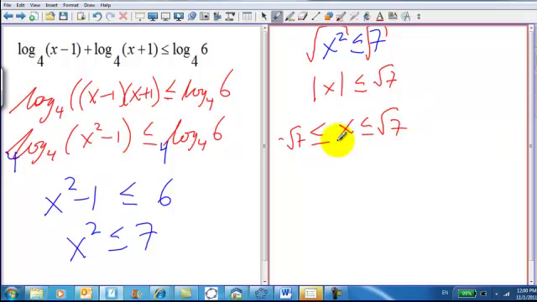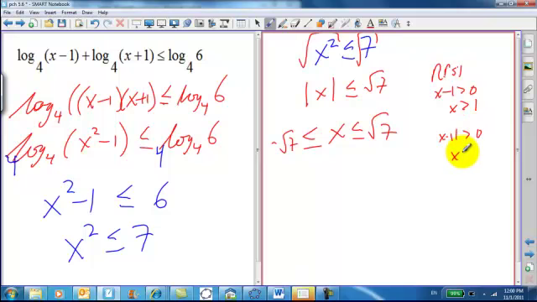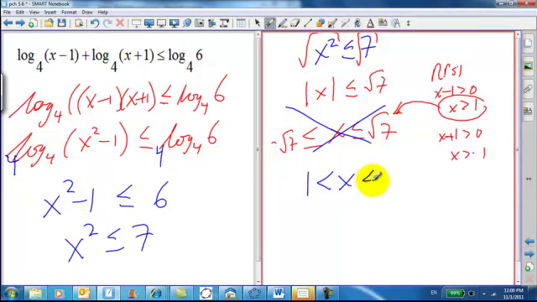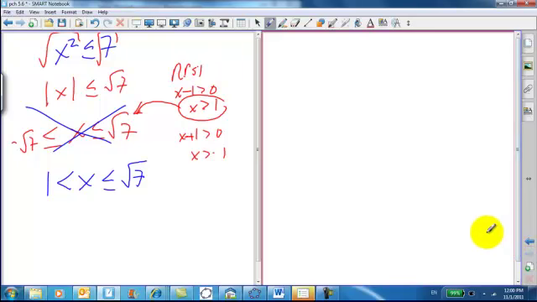The thing is, though, we have to be careful because there's domain restrictions. There's restrictions that x minus 1 must be greater than 0, so x must be greater than 1, and x plus 1 must be greater than 0, so x is greater than negative 1 from back here. Now this is the more constrictive one, x is greater than 1. So we're going to have to incorporate that into here and say, oh no, we can't use that whole range. It's going to have to be 1 is less than x is less than or equal to the square root of 7. And that's it.